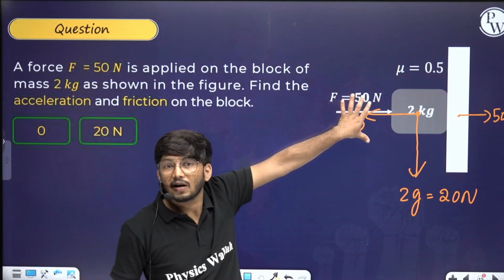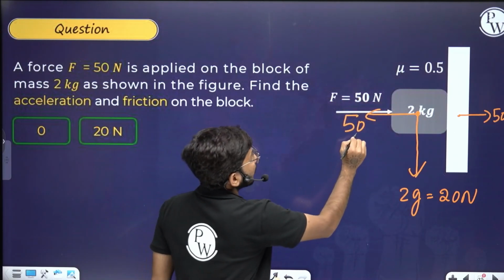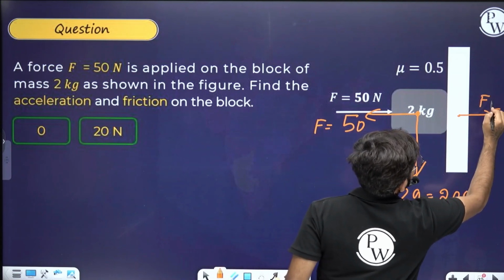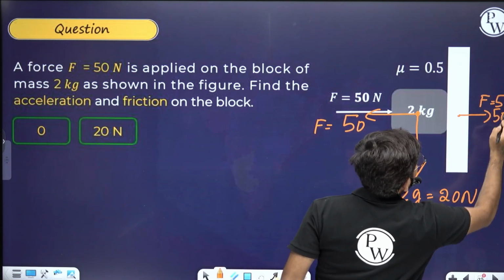So this is your normal reaction. This F is normal reaction.